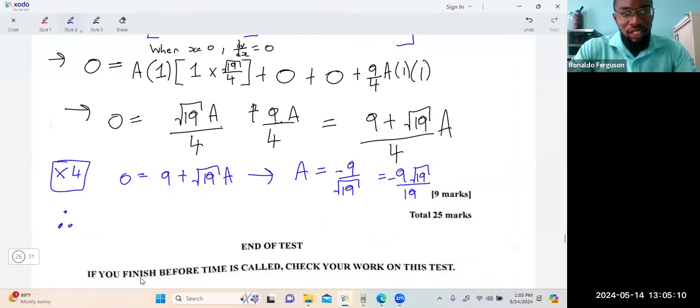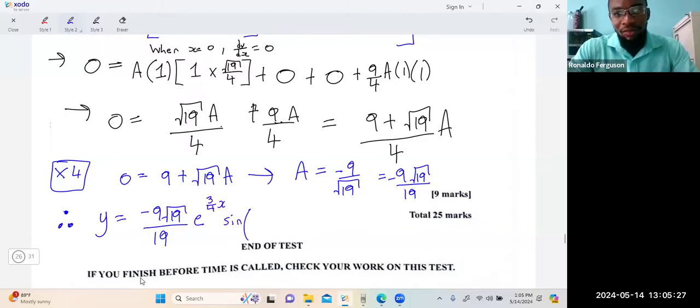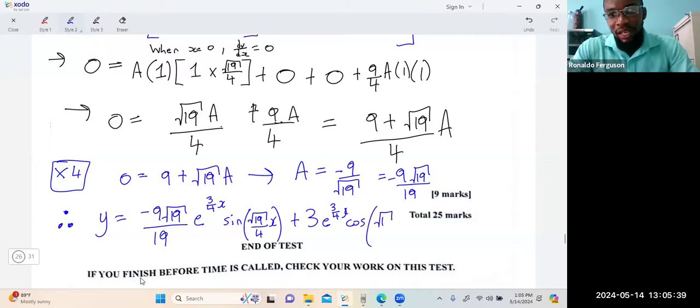So now we can have our general solution. So therefore, the general solution is y equal a to minus 9 root 19 over 19 e to the 3/4 x sine root 19 over 4x plus b, which is 3 e to the 3/4 x cos root 19 over 4x. I will finish just like that.